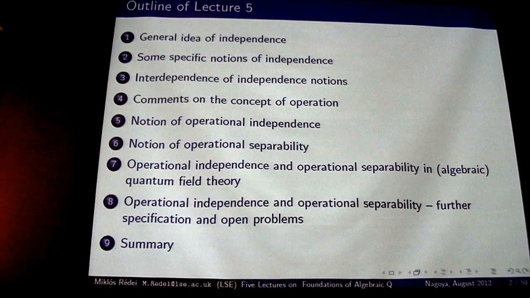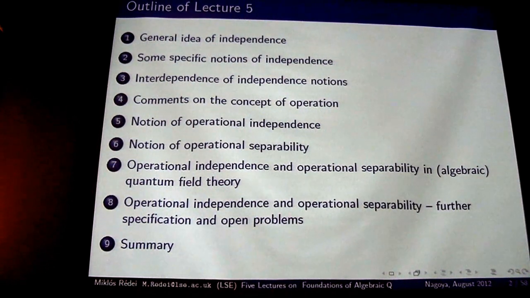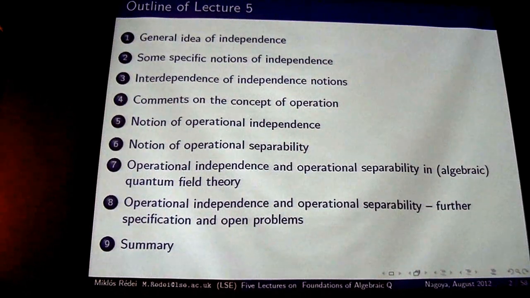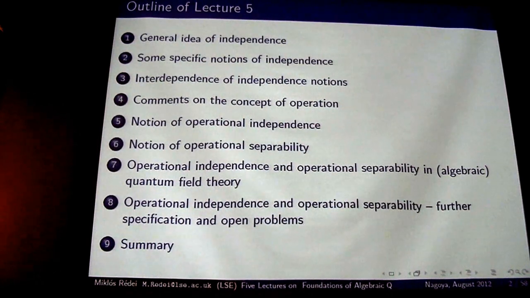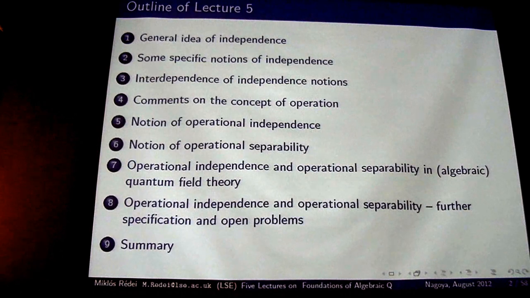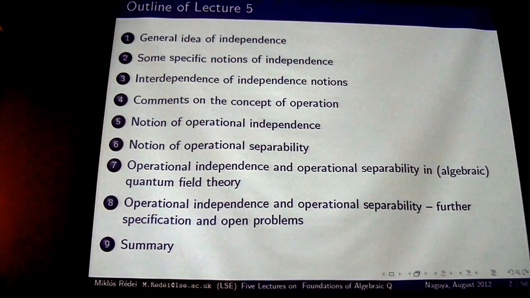I have already claimed, and it is true, that there is a whole bunch of independence notions in algebraic quantum mechanics. And it's very easy to get lost in this maze of different independence concepts. But it is helpful to keep in mind that there's a core idea of independence which gets specified in different ways, in different formulations in terms of algebraic quantum mechanics. And I will start by describing this general idea of independence, because once you have this general idea, it's much easier to understand and comprehend the whole hierarchy.